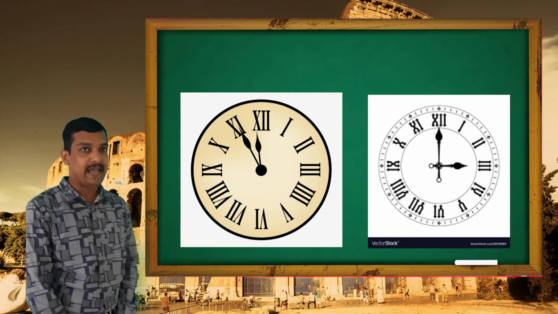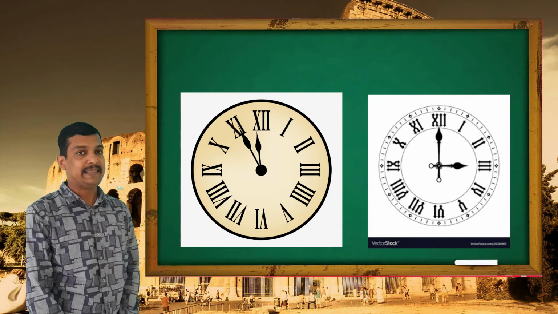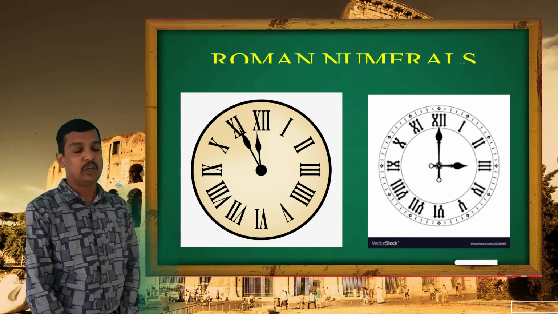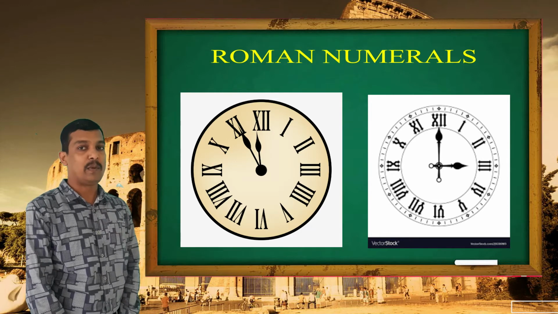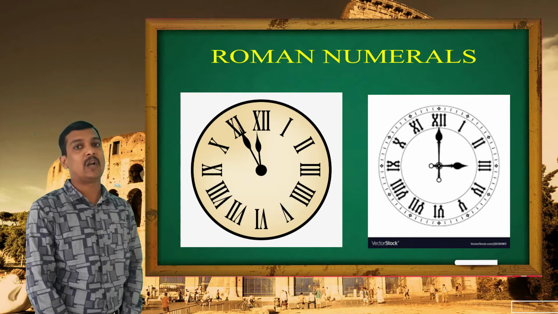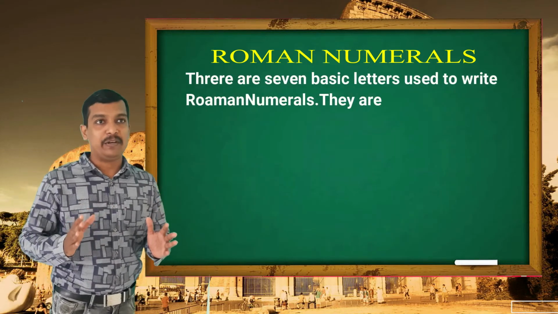Symbols like I, V and X. Do you know them? Yes, they are capital letters. They are Roman capital letters. In Europe, in old times, Roman capital letters were used to write the numbers. Hence, they are called Roman numerals. Let's learn more about Roman numerals.